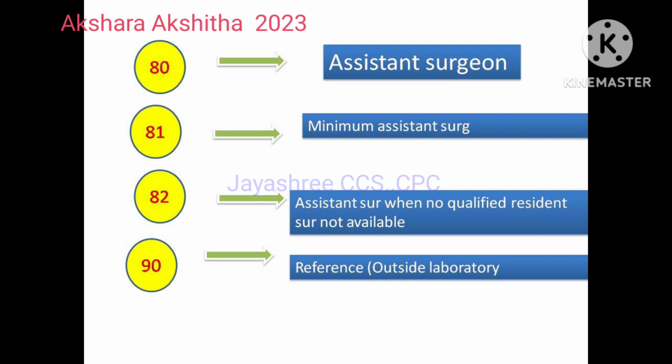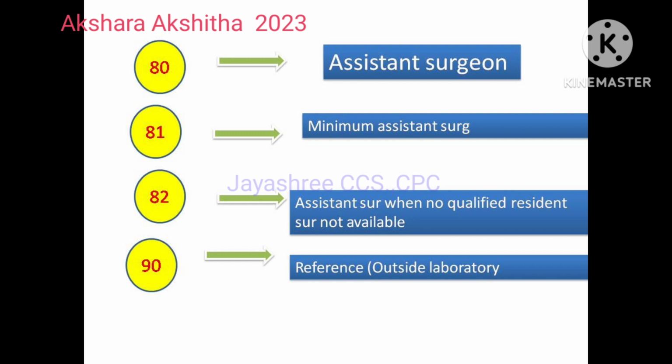Okay, then the 90 modifier. 90 modifier means outside laboratory services. For those services we need to append the 90 modifier. For some set of modifiers there are no guidelines and no complications. By reading the modifier description itself, we can understand the use of the modifiers. So those modifiers I am explaining very directly.